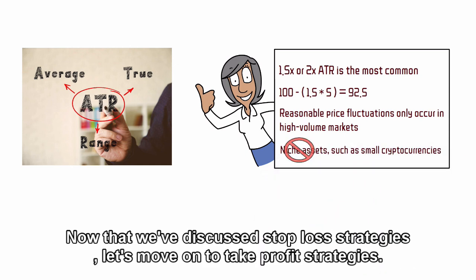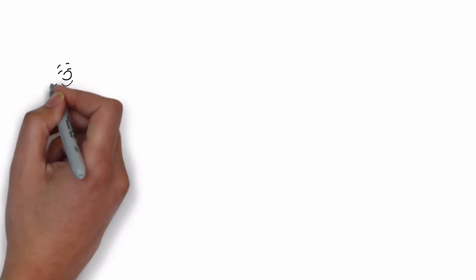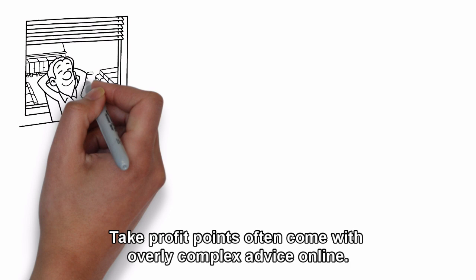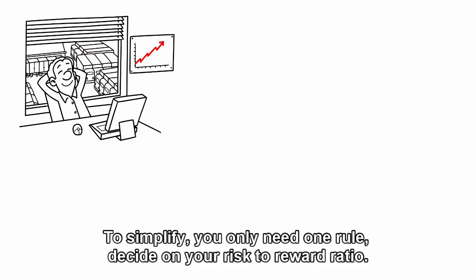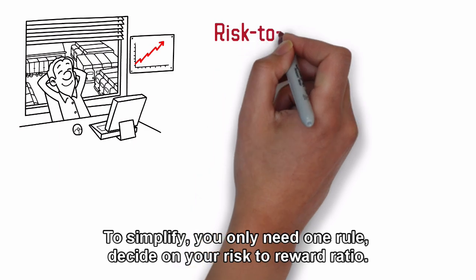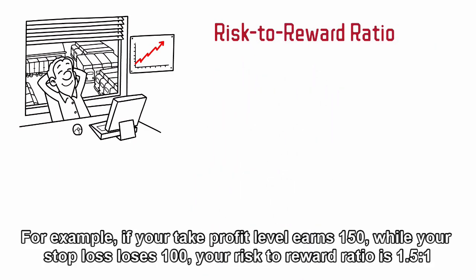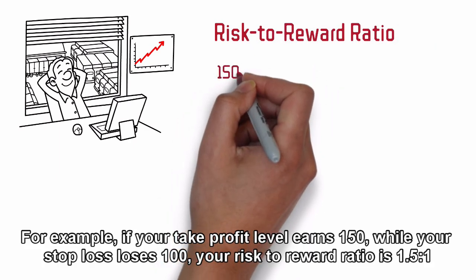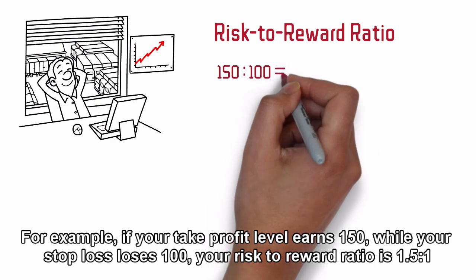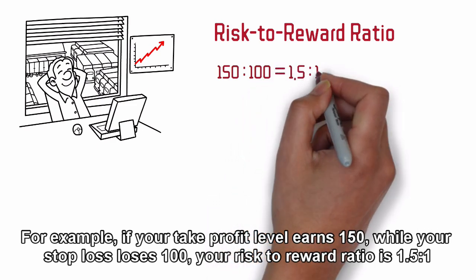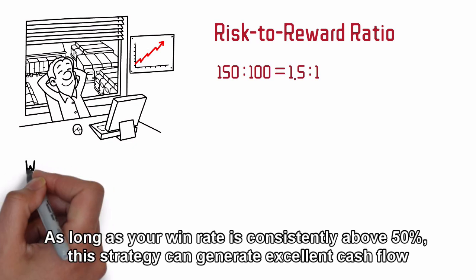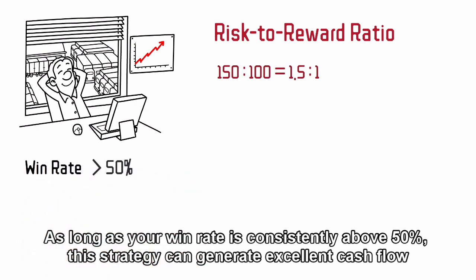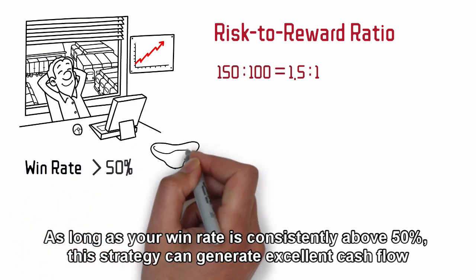Now that we've discussed stop-loss strategies, let's move on to take-profit strategies. Take-profit points often come with overly complex advice online. To simplify, you only need one rule: decide on your risk-to-reward ratio. For example, if your take-profit level earns 150 while your stop-loss loses 100, your risk-to-reward ratio is 1.5 to 1. As long as your win rate is consistently above 50%, this strategy can generate excellent cash flow.